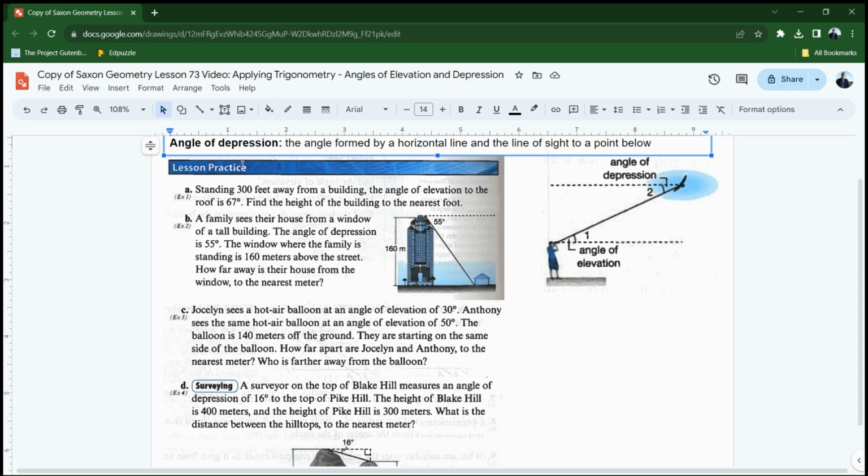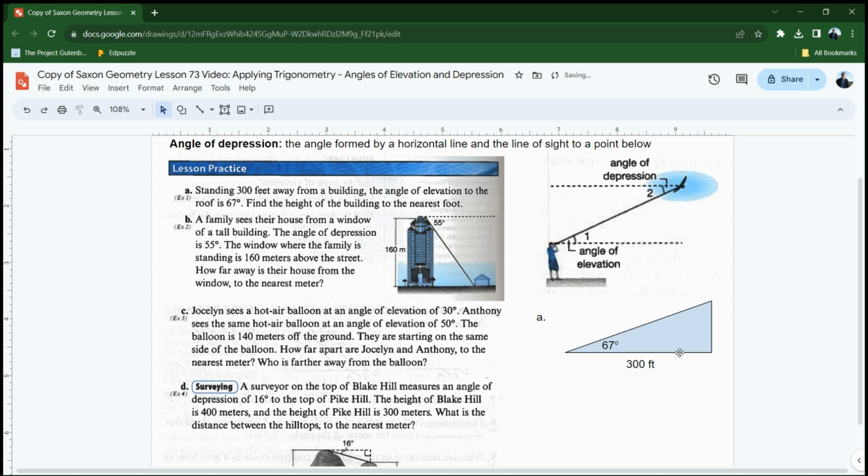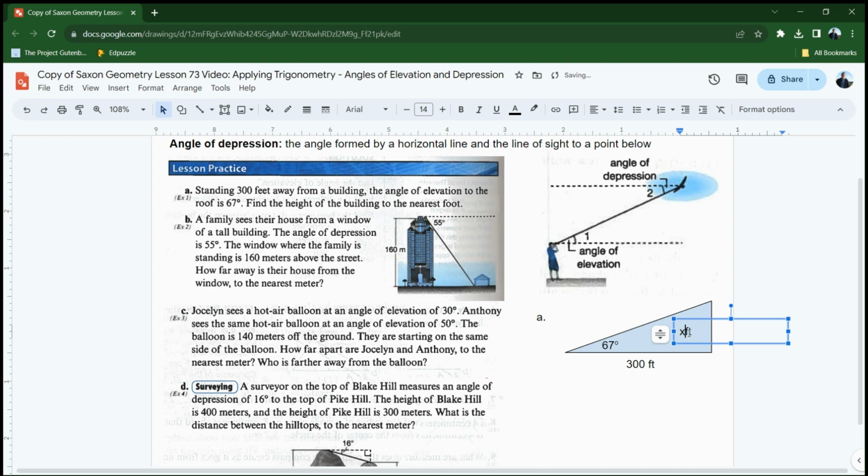Letter A. Standing 300 feet away from a building, the angle of elevation to the roof is 67 degrees. Find the height of the building to the nearest foot. Okay, so for these problems, we're going to need to make a little diagram. We're asked to find what the height of the building is. Wait a second. The height of the building is a vertical. It's going to be this side. So we're going to say that this is x feet.